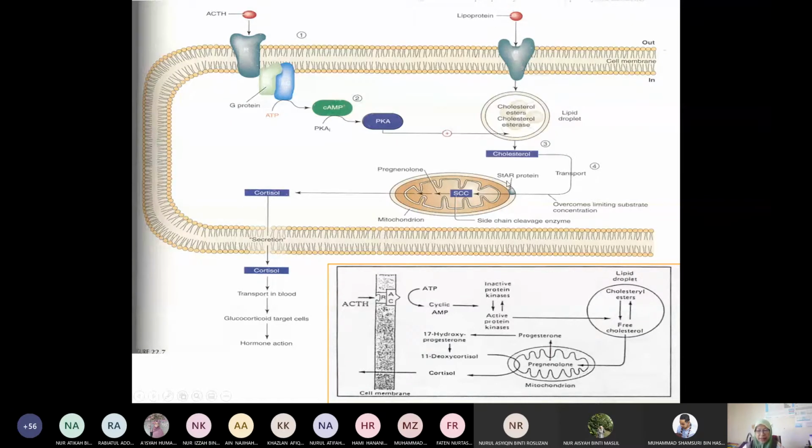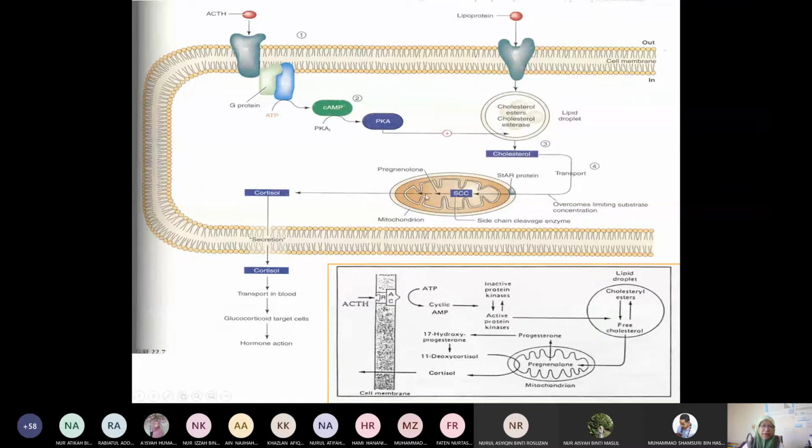This transport requires the StAR protein. What is a StAR protein? Steroidogenic acute regulatory protein. The process is mediated by this protein, and later you can see that it is transported inside, and it will continue and complete the reaction until the three different types of hormones are completely synthesized. There are various types of enzymes available inside the mitochondrial membrane. For example, the side chain cleavage enzyme degrades the long carbon chain from the cholesterol and makes pregnenolone.